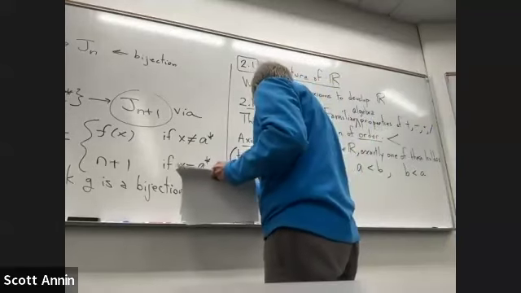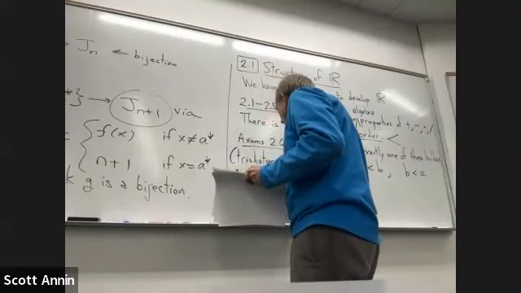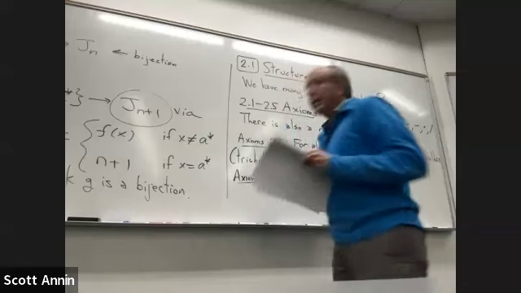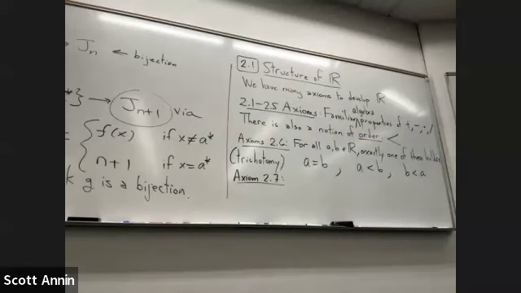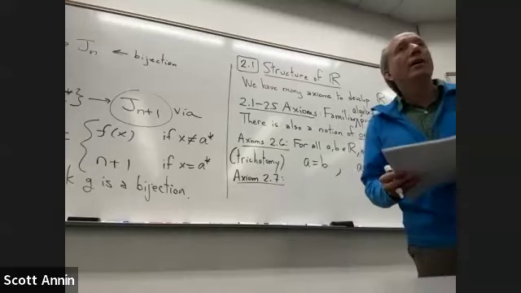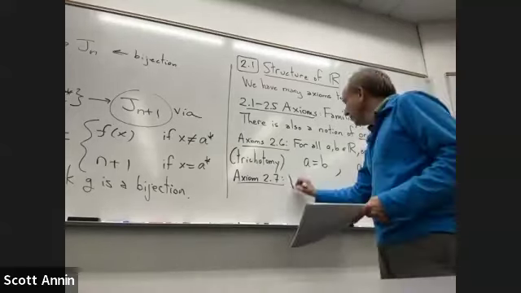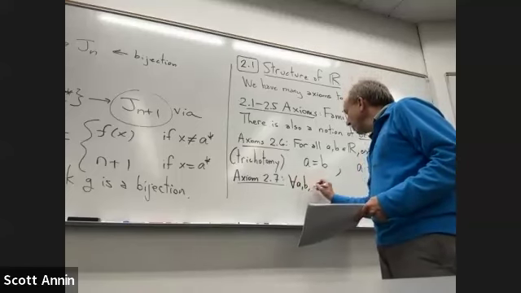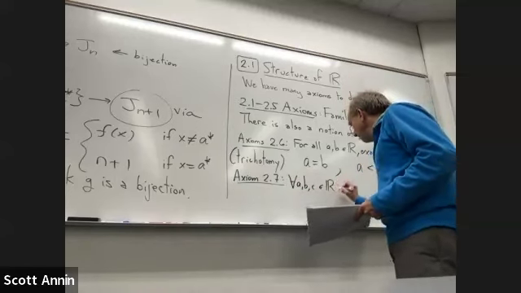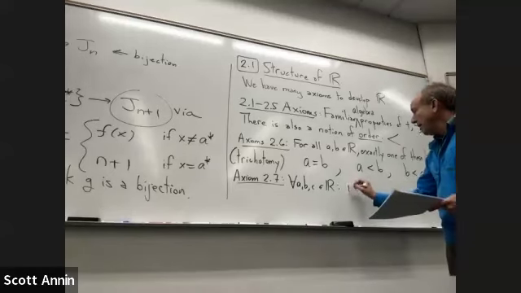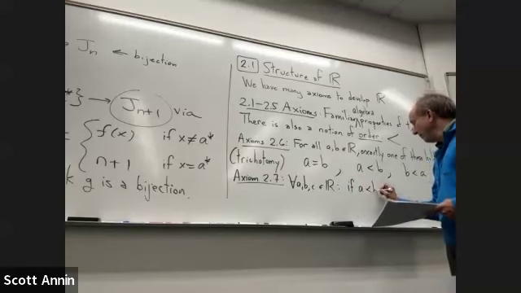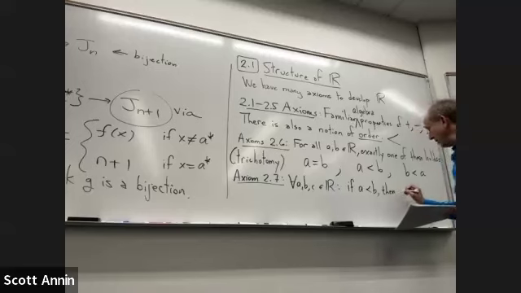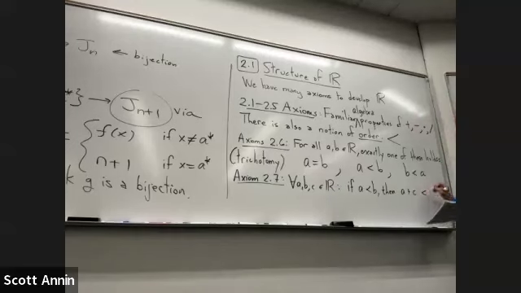With that done, let me jot down the next couple of axioms. I've only got 3 minutes to do this, so this is not going to take long. Axiom 2.7 just says if you take 3 real numbers, A, B, and C, if A is less than B, then A plus C is less than B plus C.